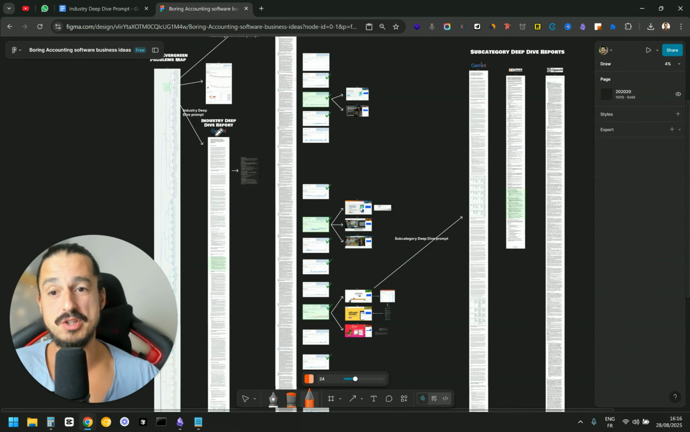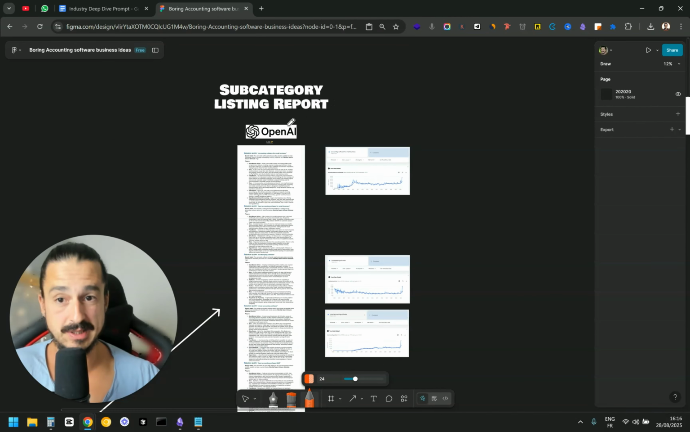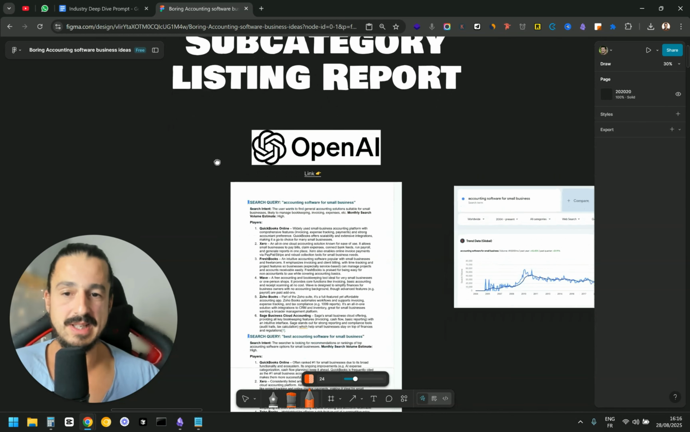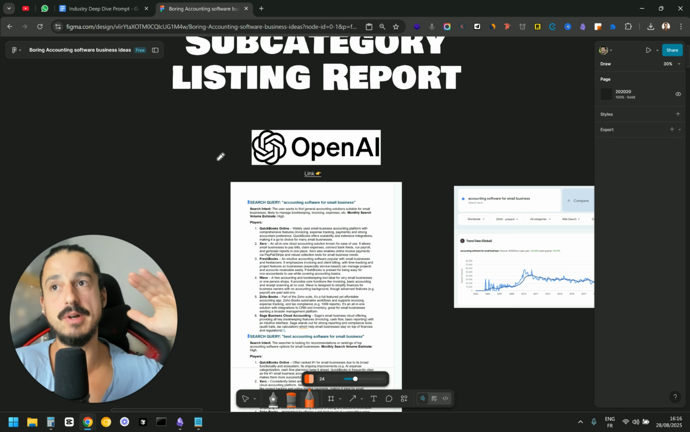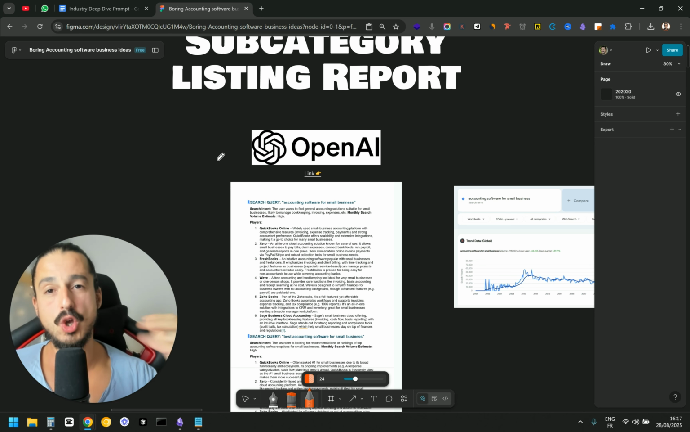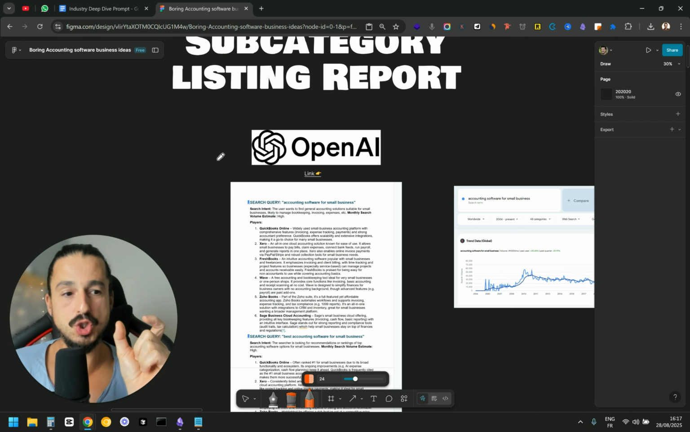As I said, Gemini for me is more when I want to learn about something, but when I want to achieve a specific task, like the subcategory listing report, then I'd rather use Claude or ChatGPT. So this prompt basically will ask Deep Research to look into all the different jobs to be done and different categories within the accounting software category and to list out all the potential Google queries that are showing those categories.